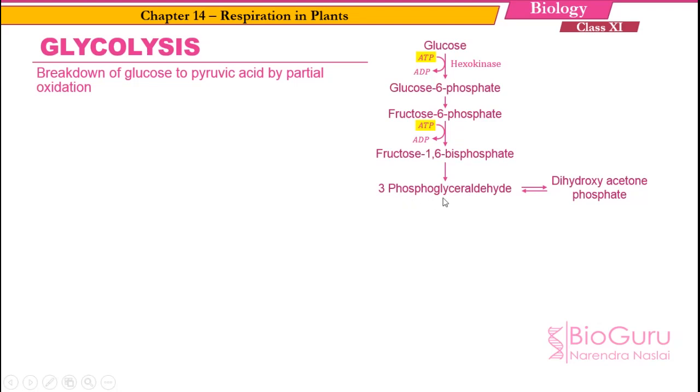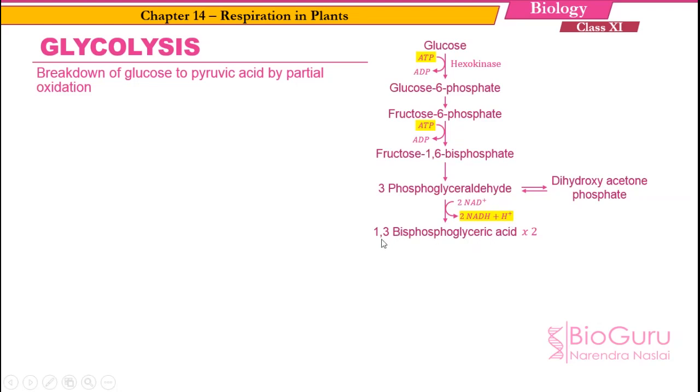Now this 3-phosphoglyceraldehyde will get converted into 1,3-bisphosphoglyceric acid. Here two molecules of 1,3-bisphosphoglyceric acid are produced. It is because here there are two compounds, 3-phosphoglyceraldehyde as well as dihydroxyacetone phosphate. Both these compounds are going to get converted into 1,3-bisphosphoglyceric acid. So hence two molecules are produced. Clear? So in this particular reaction, NADH is produced. So how many NADH are produced? Two molecules of NADH plus H plus are produced.